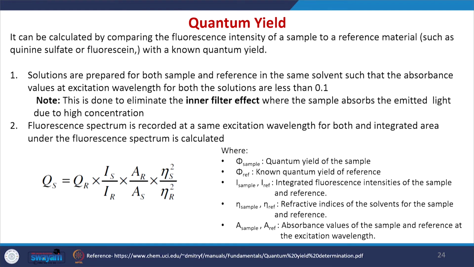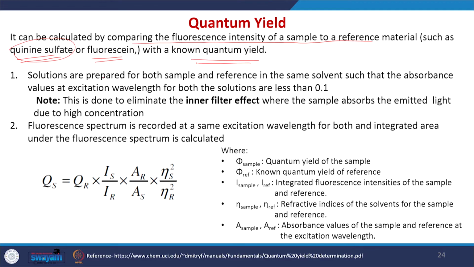The quantum yield can be calculated by comparing the fluorescence intensity of a sample to a reference material. Usually most labs use quinine sulfate, or we can also use fluorescein, with a known quantum yield. The quantum yields of these two chemicals are already well known. So, we can use these as standard reference materials, then we can calculate the quantum yield for our sample.